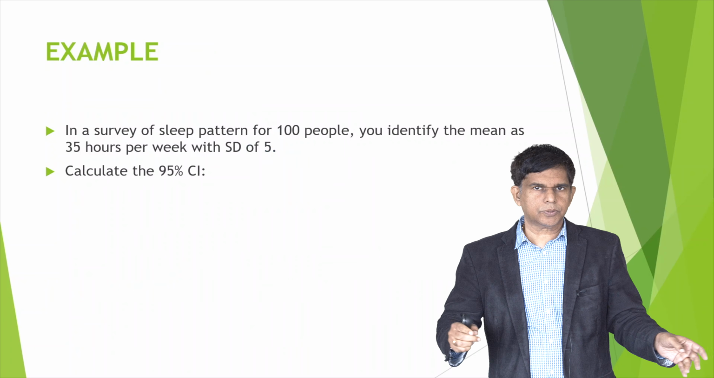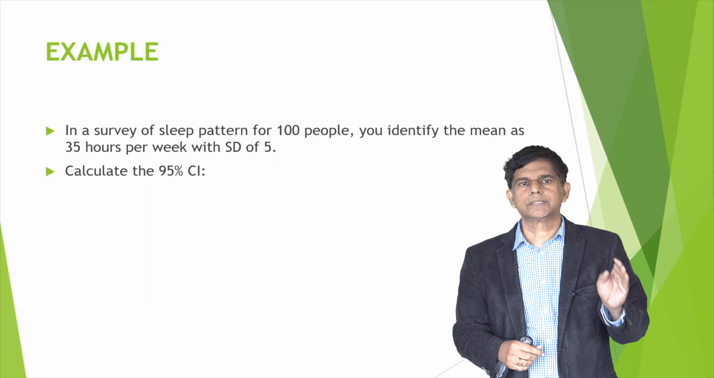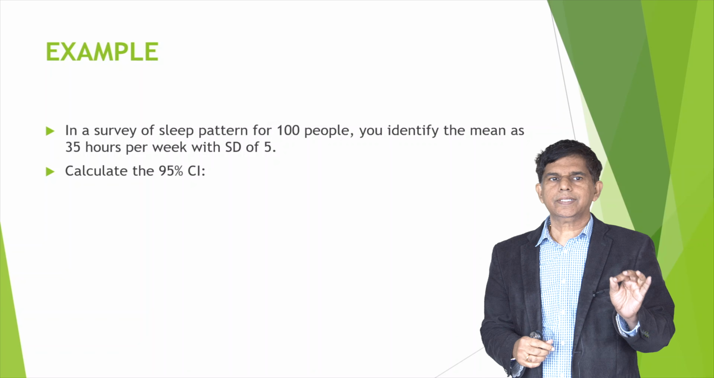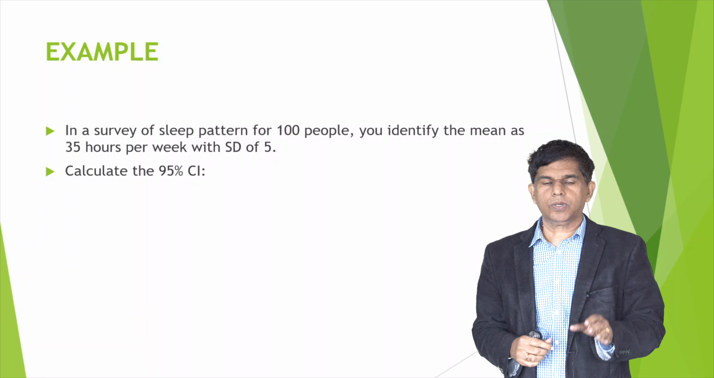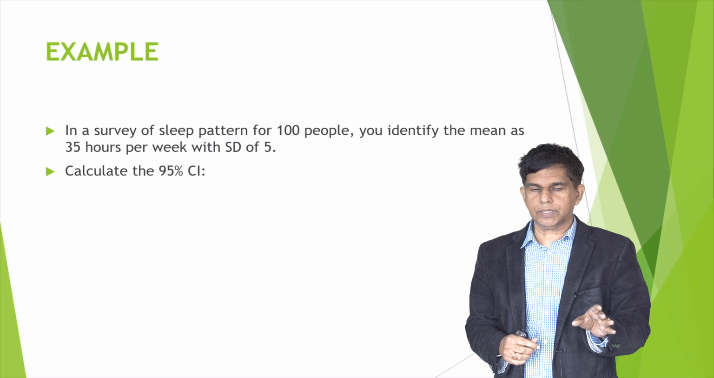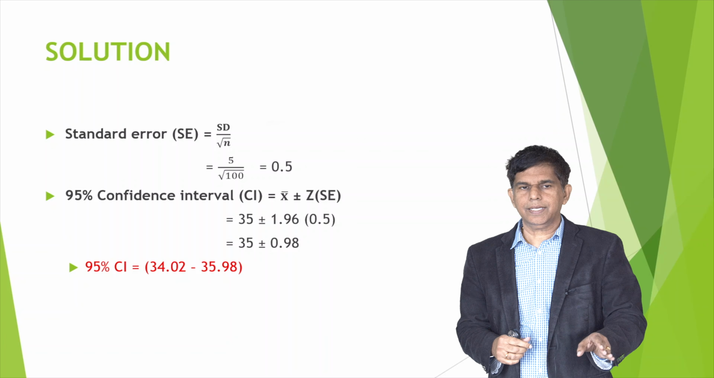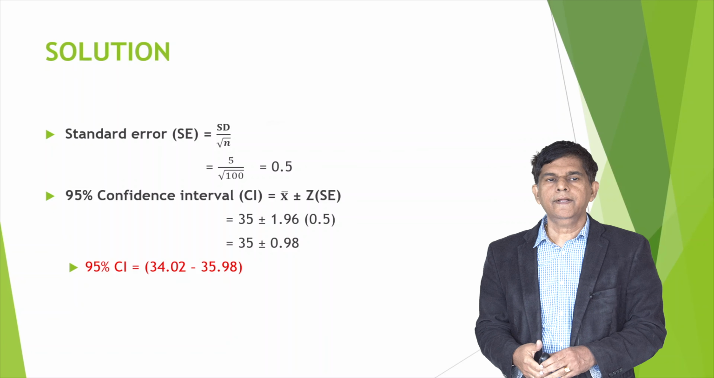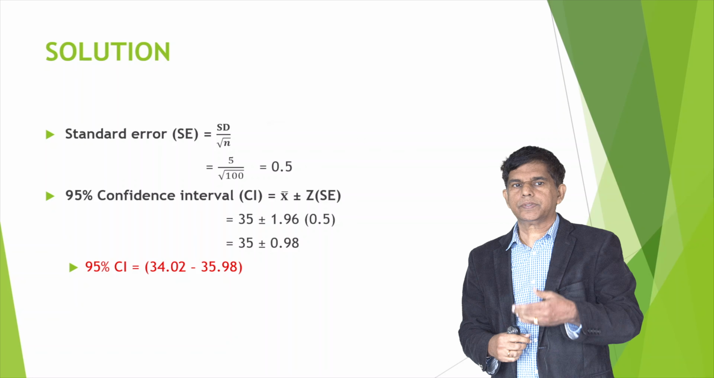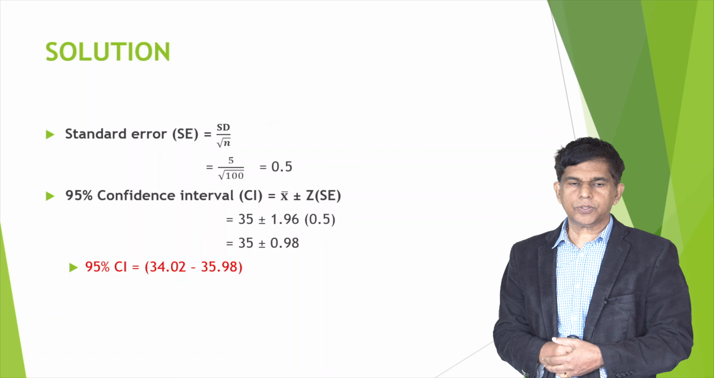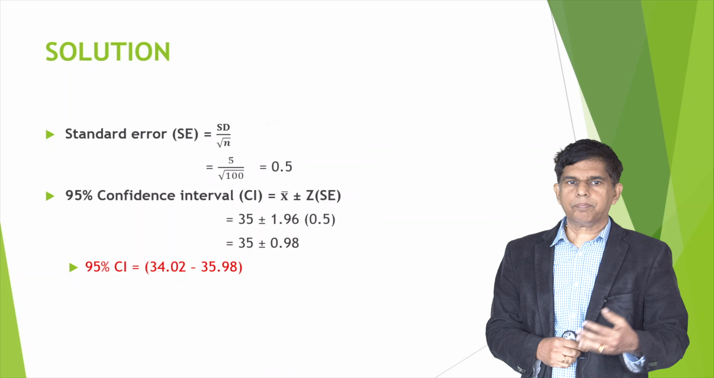We're going to go through a small example so we can calculate the confidence interval. A survey was done on the sleep pattern of 100 people. You identify the mean as 35 hours per week of sleep with a standard deviation of 5. To calculate the 95% confidence interval, which is 1 minus alpha, 1 minus 0.05, you first calculate the standard error, which is the standard deviation divided by the square root of the sample size. We get 0.5.